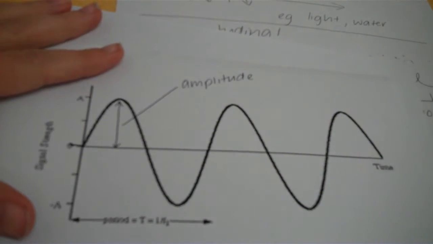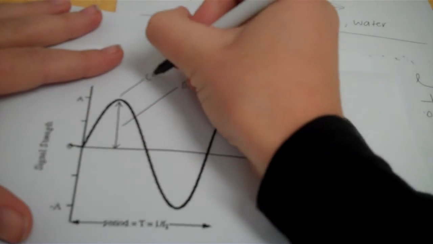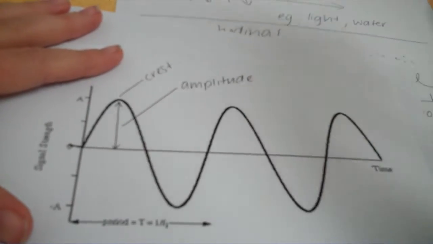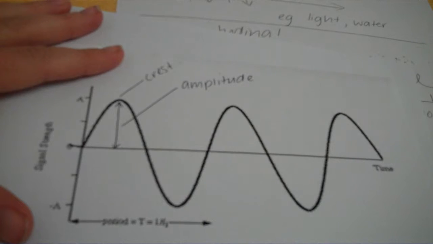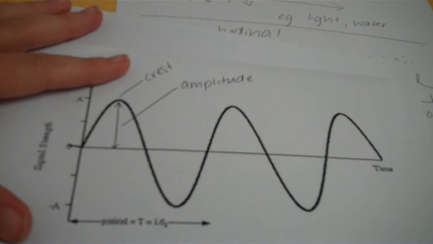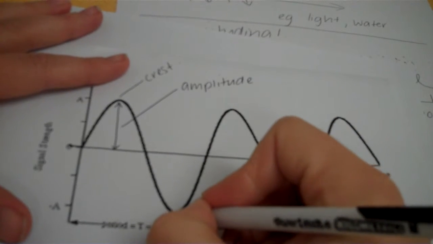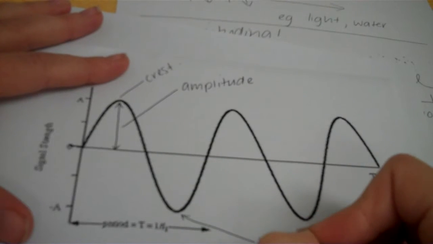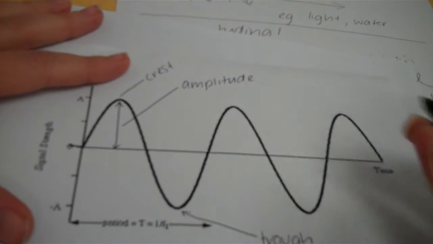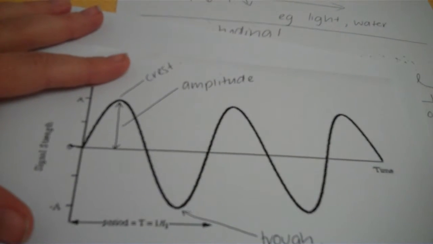The other terminology you'll need to know up the top is a crest. Some books call this a peak. I don't mind which one you use, crest or peak is fine. And this down the bottom is a trough. So you've got your crest at the top, trough down the bottom.